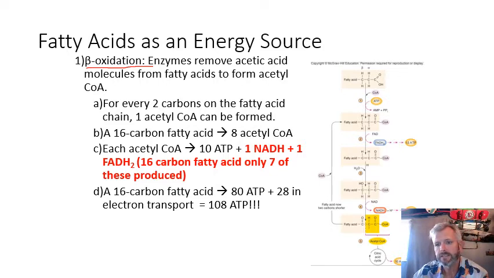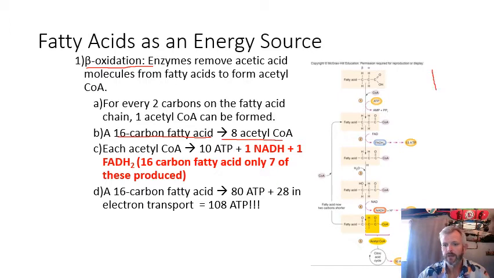Remember, these fatty acids are large chains of carbon. This is just showing the end. For example, I'm going to use a 16 carbon fatty acid. If you remember, each acetyl-CoA is a 2 carbon molecule. So how many do you think we can make from 16? We can make 8 acetyl-CoA, right?